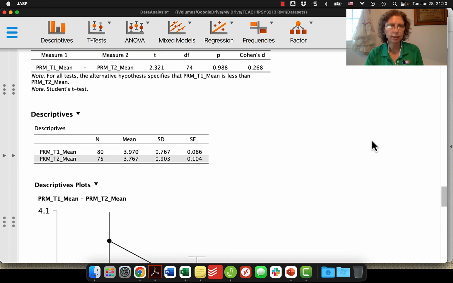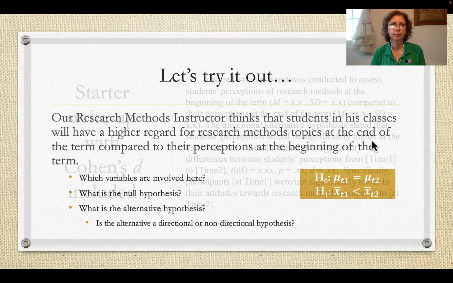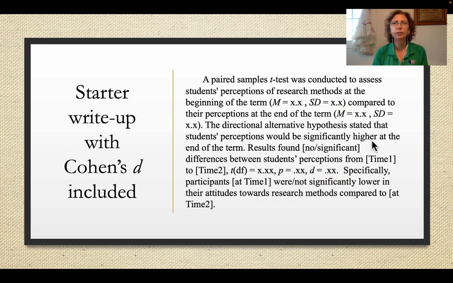Let's look at the example write-up for this. So, a paired samples t-test was conducted to assess students' perceptions of research methods at the beginning of the term, include the mean and standard deviation, compared to their perceptions at the end of the term. The directional hypothesis stated that perceptions would be significantly higher at the end of the term. What did the results find? You're going to include if they were significant or not, and the t stats line. So the degrees of freedom, the estimate of the t-test, the p-value, and the Cohen's d, and your interpretive statement.